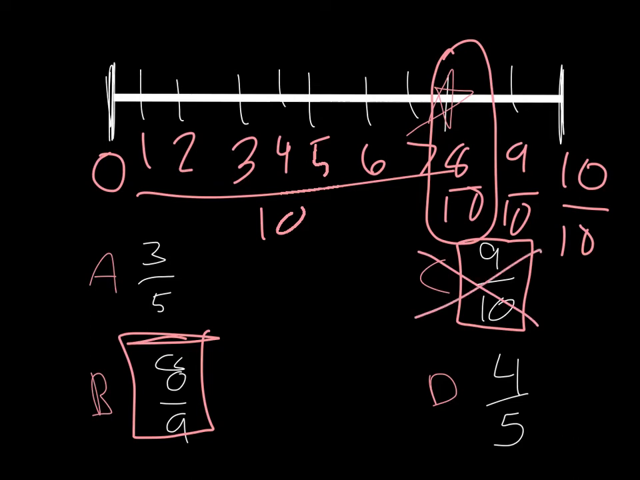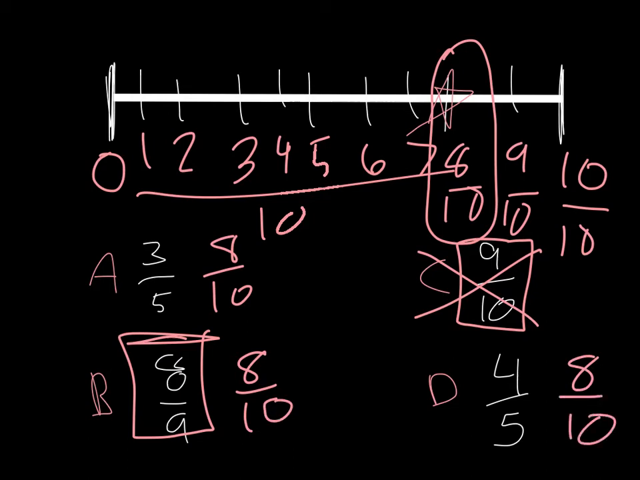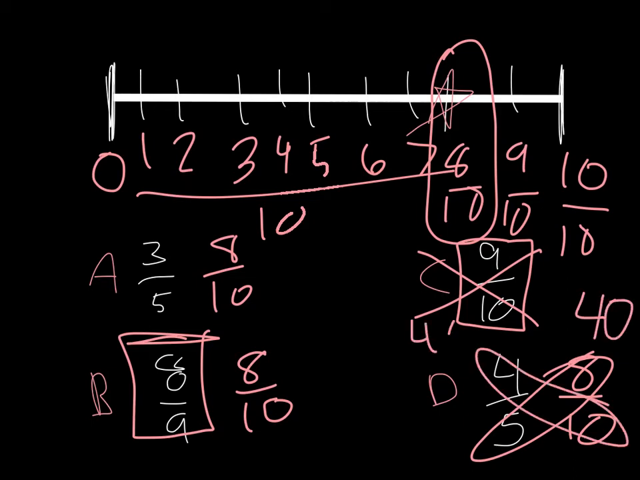So what I can do is I can butterfly these to figure out if any of those are equivalent. So I'll do 8/10, 8/10, and 8/10. I'll do this one down here. 5 times 8 is 40. 4 times 10 is 40. So I know this is the correct answer.